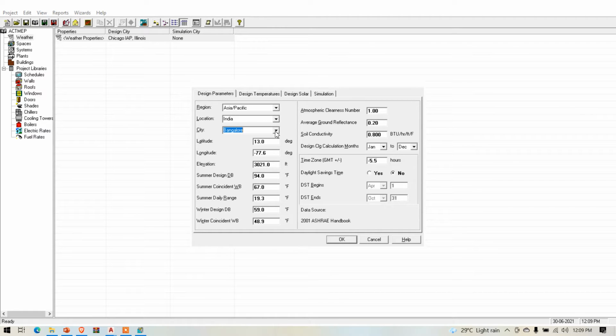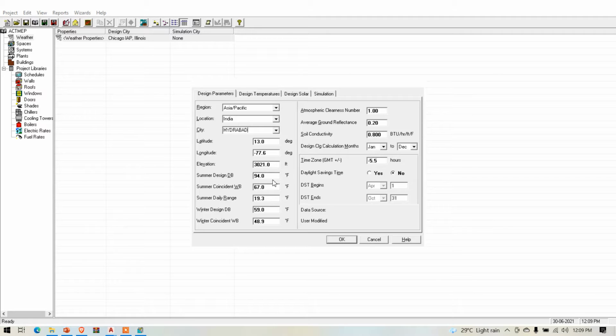Suppose only a few cities are mentioned over here, but I require some other city which is not listed. Then what we have to do is go with any one city, or you can mention the name over here. Let me consider an example, Hyderabad. For Hyderabad we are not getting any values, because the Hyderabad values are not listed in the cities which the HAP software provided.